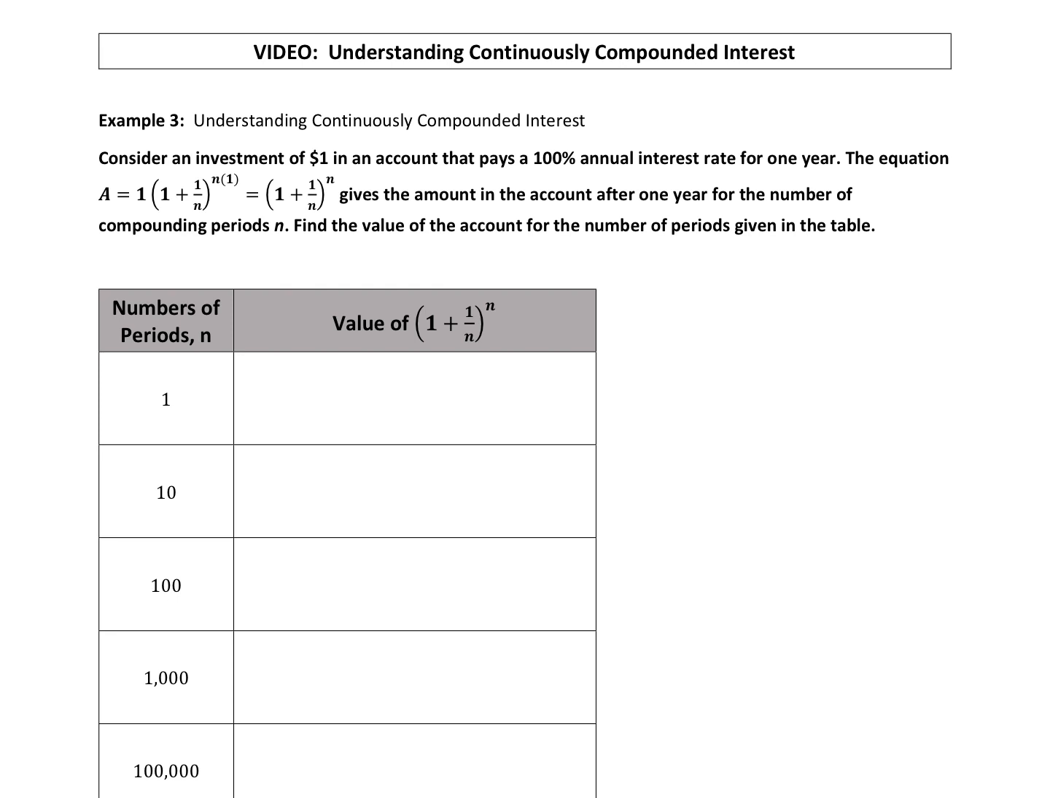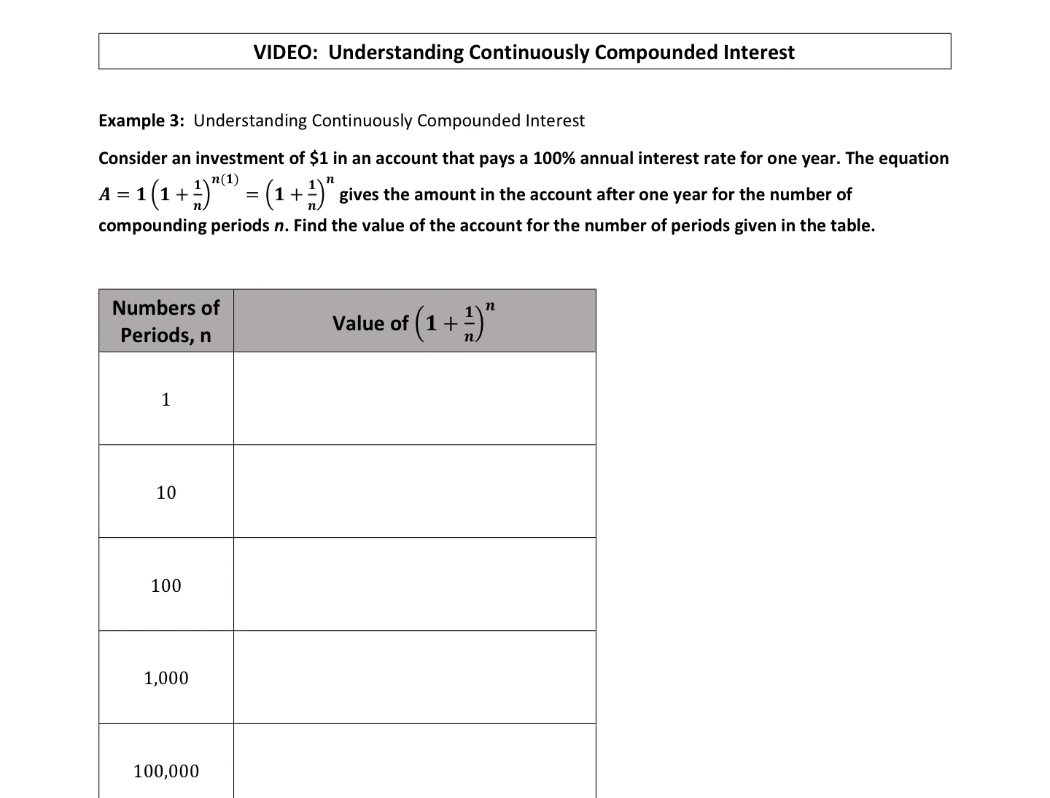The equation A equals 1, that's the initial investment, times 1 plus 1 over n, there's the r, 100% annual interest rate, raised to n times 1 for 1 year. This equation simplifies to 1 plus 1 over n raised to the n. So we just tried to get a simplified equation, so that's why we used $1, 100% annual interest rate for 1 year.